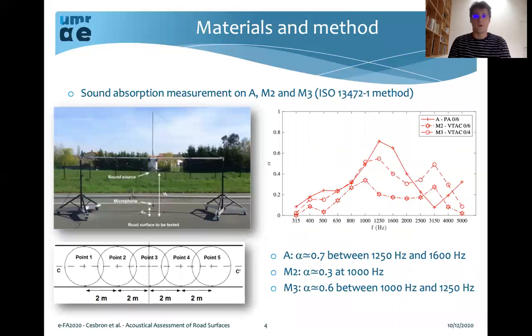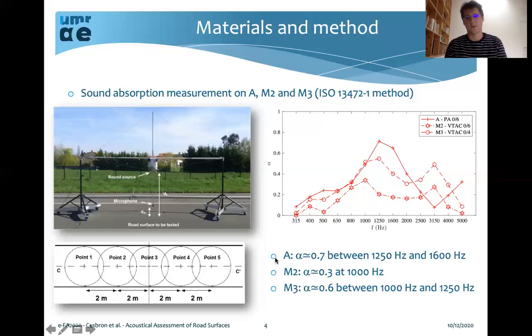For the 3 surfaces A, M2 and M3, the sound absorption was measured, and we obtained here the absorption coefficient alpha. It was measured with the ISO 13472 method, which is the extended surface method. And we have measured the average absorption coefficient at 5 different points on the test section.